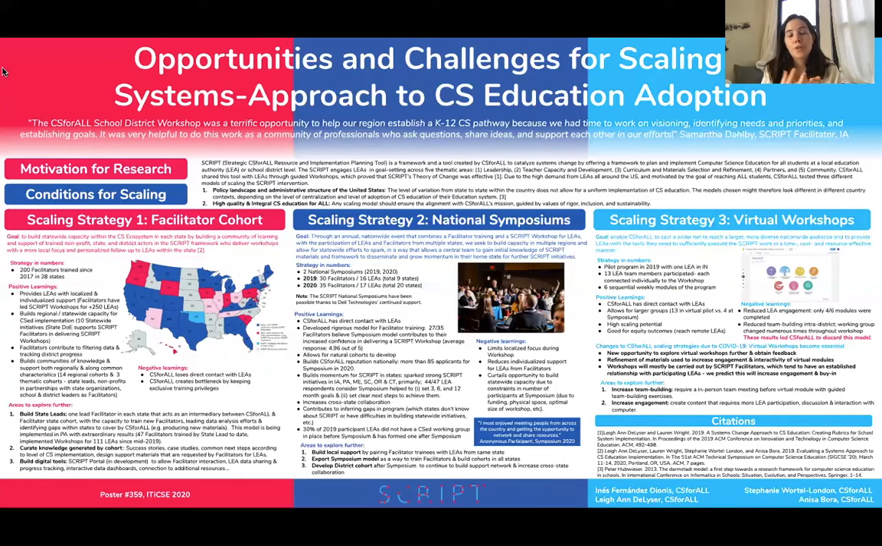But on the negative side, it reduces the local focus that we can have during a workshop, and it reduces the actual opportunity to build statewide capacity, because due to capacity constraints, we can only have 2 to 3 facilitators for every state or region within the national symposium. So as you'll see here, this has helped to spark momentum in different states, but unfortunately, after the national symposium, CS4All still has to go to those states if they want to increase their capacity to train their facilitators.